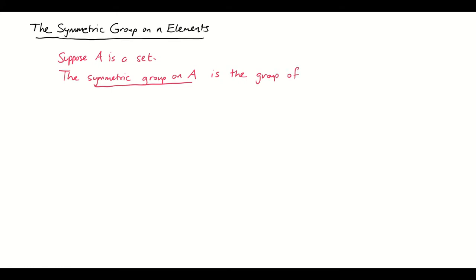In this video, we're going to introduce a new family of groups, which we will call the symmetric group on n elements. So first of all, suppose I have a set A. Then the symmetric group on A is the group of bijections from A to itself under function composition. That's the operation.